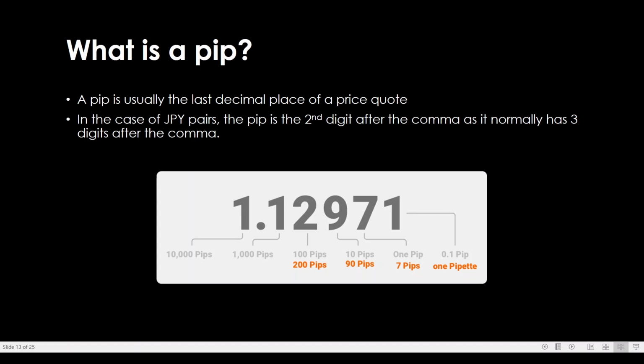Now, in cases where we've got 4 digits after the comma, which is, I believe, the most common case, the last digit on your right would be your pip. So it would simply mean that that pair does not show pipettes. That's easy, right? All right. So for your JPY pairs, all you need to know is that if they've got 3 digits after the comma, the second digit is normally the pip and the last digit is the pipette.